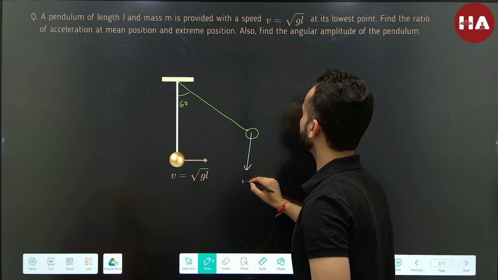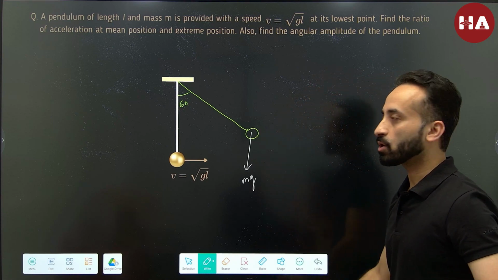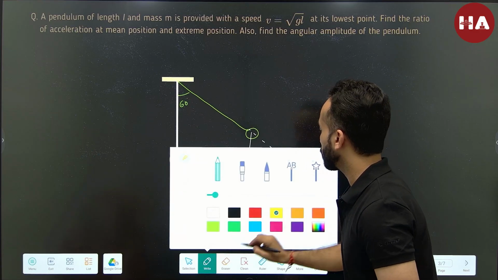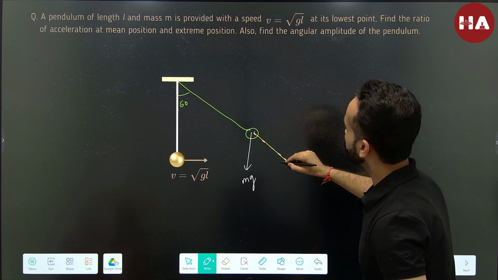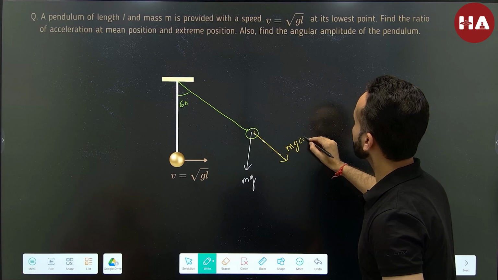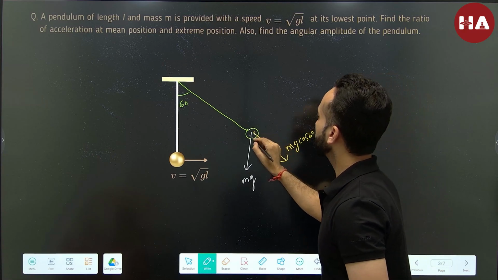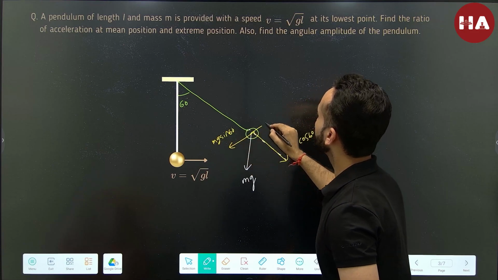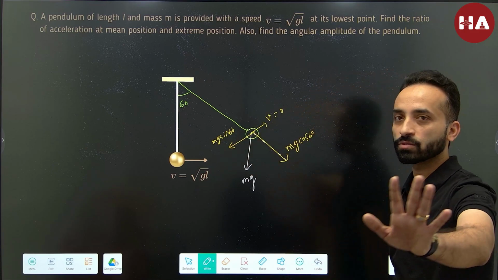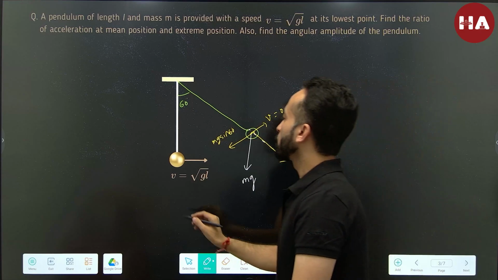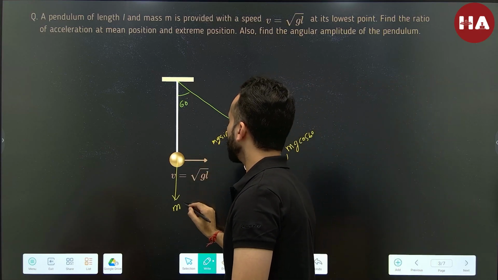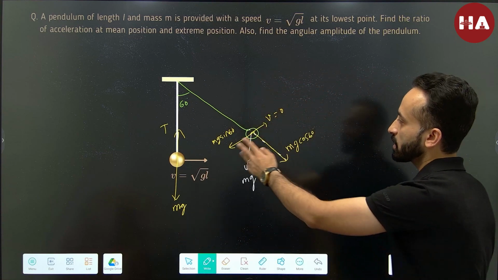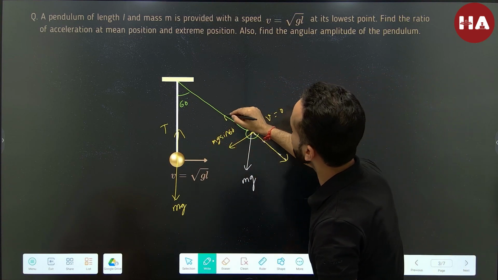So mg is going to act in the downward direction, and the component of mg along the string is going to be mg cos 60, while this component is going to be mg sin 60, but the velocity here is 0. So you understand what is happening here. While here mg is acting downwards and tension is acting upwards, and let's say tension here is T dash.